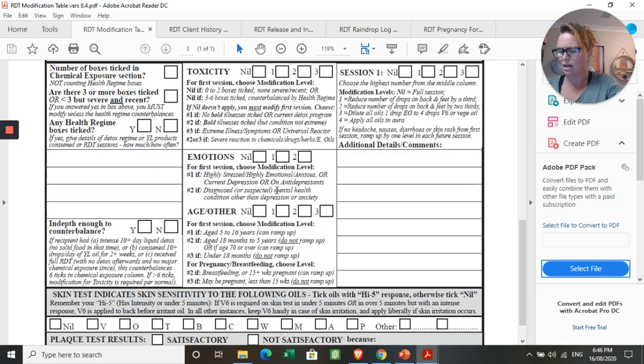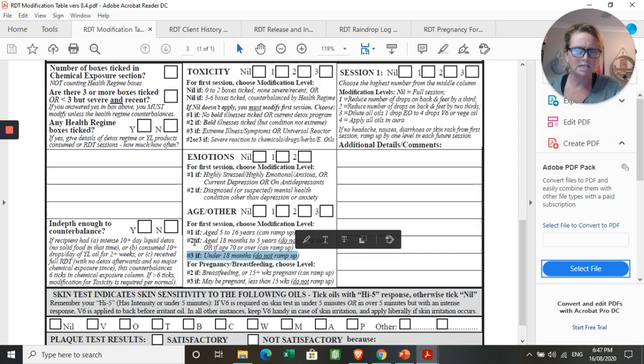So we're also looking at checking if they're 16 years or younger, because you're going to need to modify down here. You know, 5 to 16 years, we can ramp it up, but they're starting out at a level 1. Or 18 months to 5 years, level 2, we don't ramp up at all until they get to 5. If they're under 18 months, we don't ramp up until they get to 5, but they'd be a level 3. Can you see that here? Okay, so make sure that we're following this information here. It's telling you what to do.